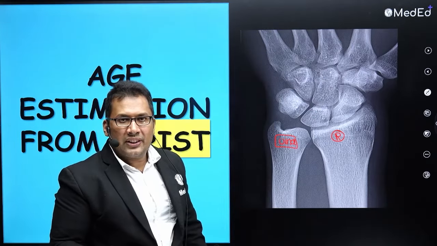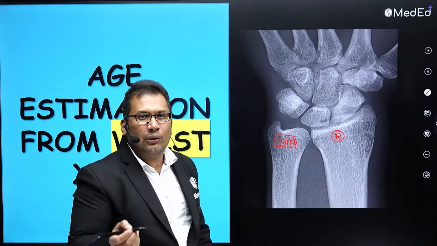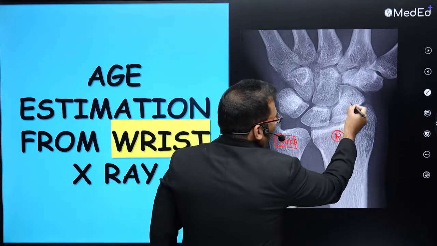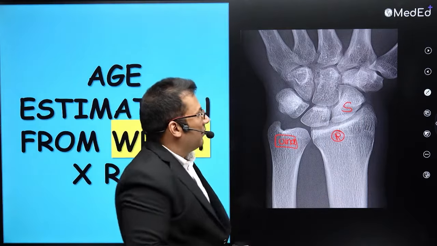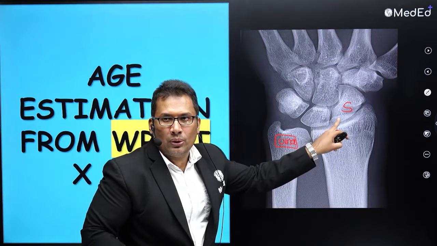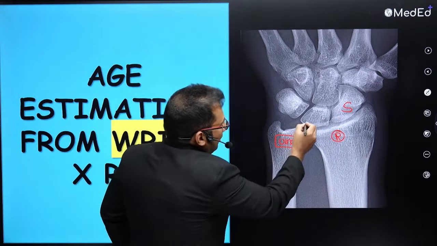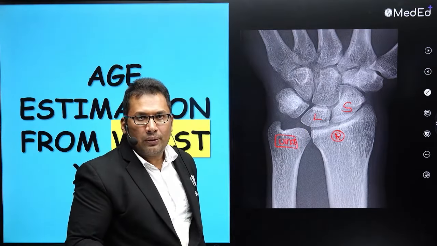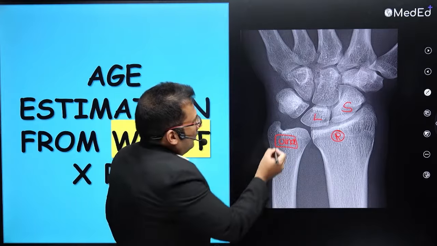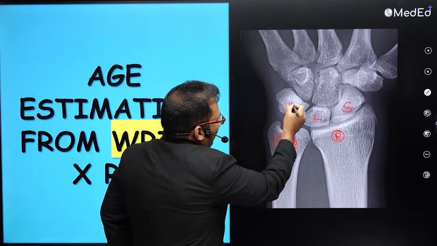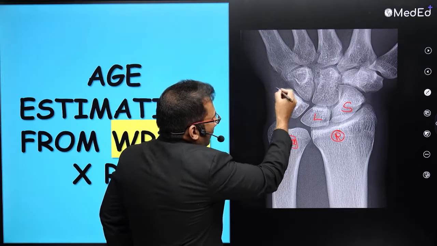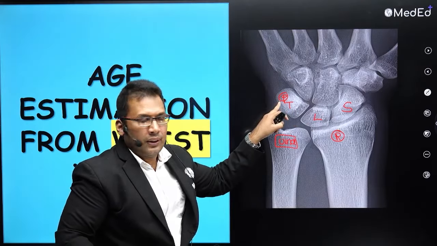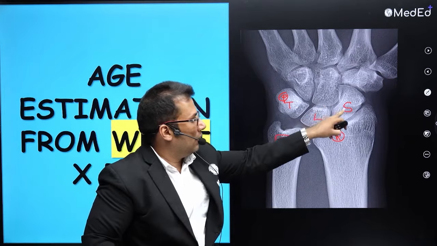So the distal row, "she looks too pretty." That means this is "she": scaphoid, boat shaped bone. This is lunate, moon shaped, half moon shaped, triquetral and pisiform. So "she looks too pretty." Okay, from lateral to medial.